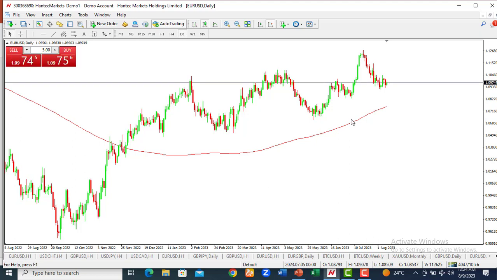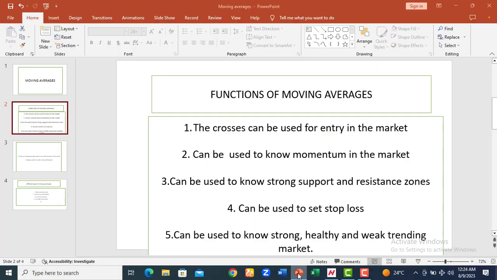Yes, I do not advise using indicators in the market, but if you use it, if you use the 200 period moving average to get your strong support and resistance, oh my goodness. I do not emphasize things much, but for me to emphasize this, that means it's very, very important. So moving averages can also help you to know trend reversals. It's not on the slide here, but you can write it down: moving averages can help you to know trend reversals in the market.